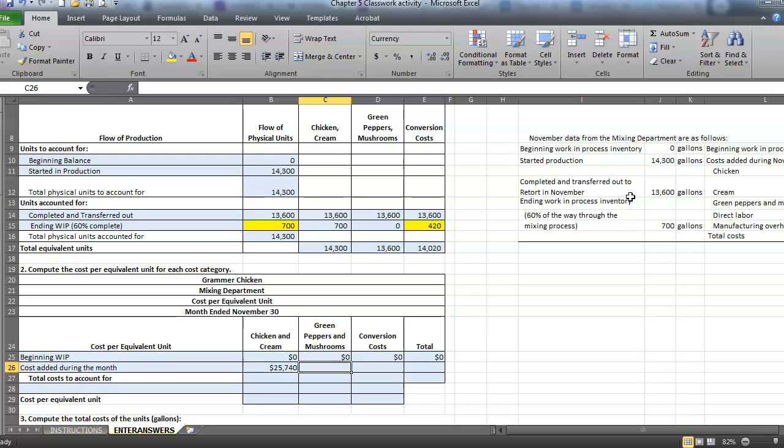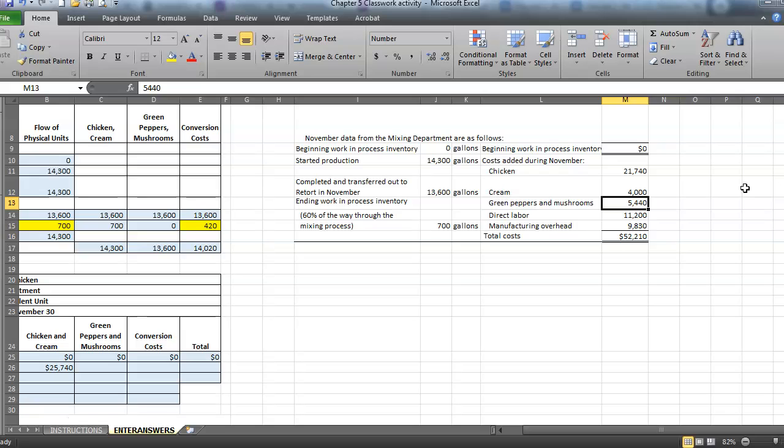The same thing I'm going to do for mushrooms. Mushrooms I see on my spreadsheet here is $5,440. So I'm going to add that to costs added during the month. And then the conversion cost, as we already talked about, is a combination of our direct labor and our manufacturing overhead. So I'm going to take the direct labor and add the manufacturing overhead to get my number. I'm going to just do a calculation to copy my cells here.